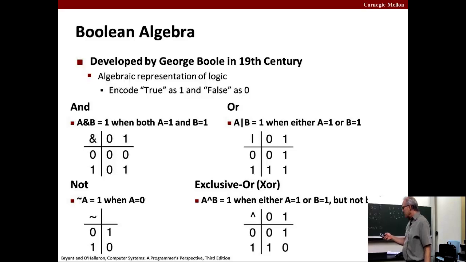So for example, if we think of 1 being true and 0 being false, then the AND operation is true if both of the inputs, both of the arguments, are true. So we get this chart here. And similarly, the OR operation is true if either input is true or 1. The NOT is just to flip the bit. And then the exclusive OR is what you get when you say it's one or the other, but not both. And so it has this representation.